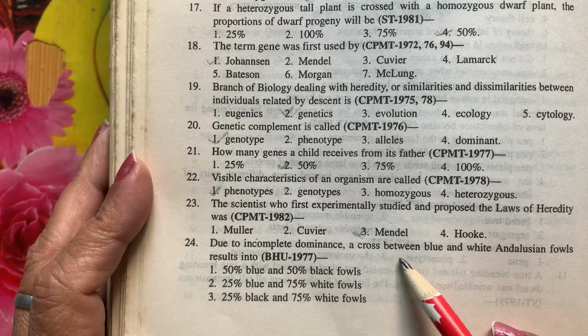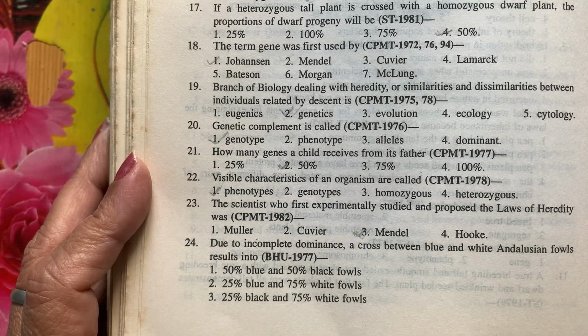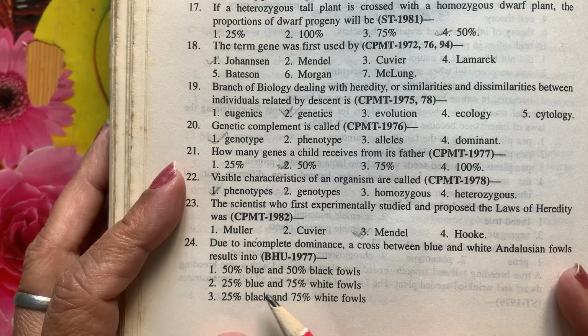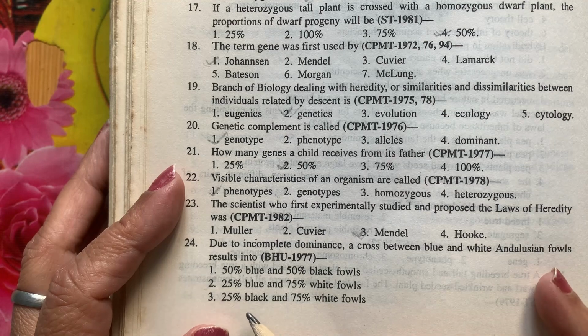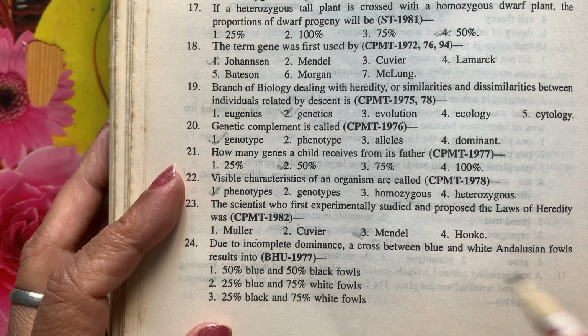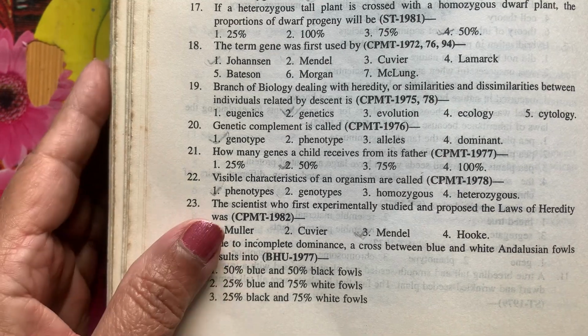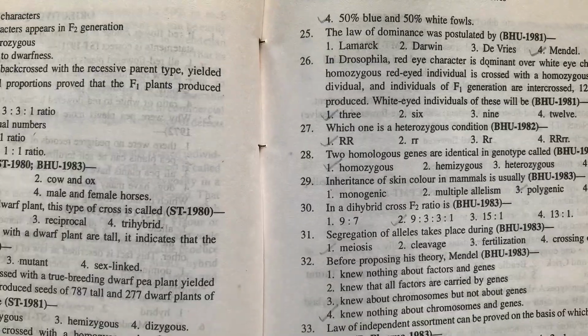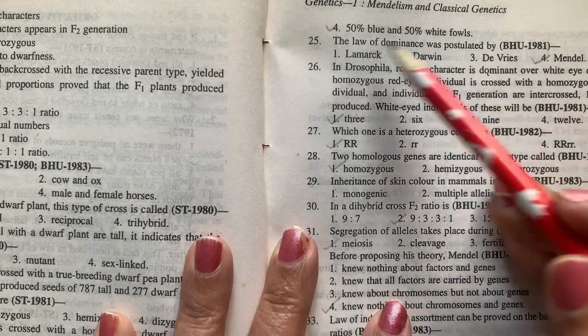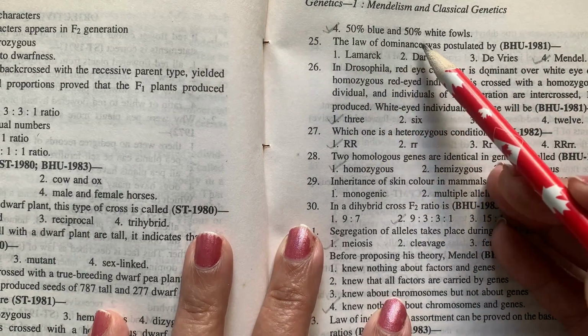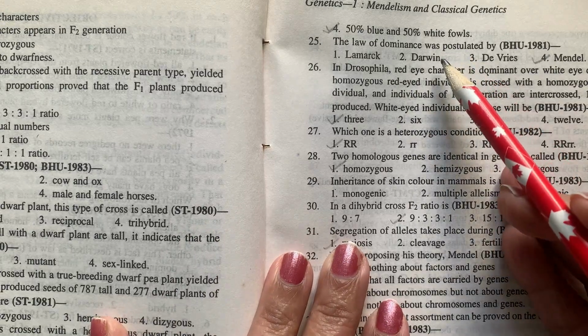Due to incomplete dominance, a cross between blue and white Andalusian fowls results in 50% blue and 50% black fowls, 20% blue and 75% white fowls, 25% black and 75% white fowls, and 50% blue and 50% white. The fourth option is correct: 50% blue and 50% white fowls.